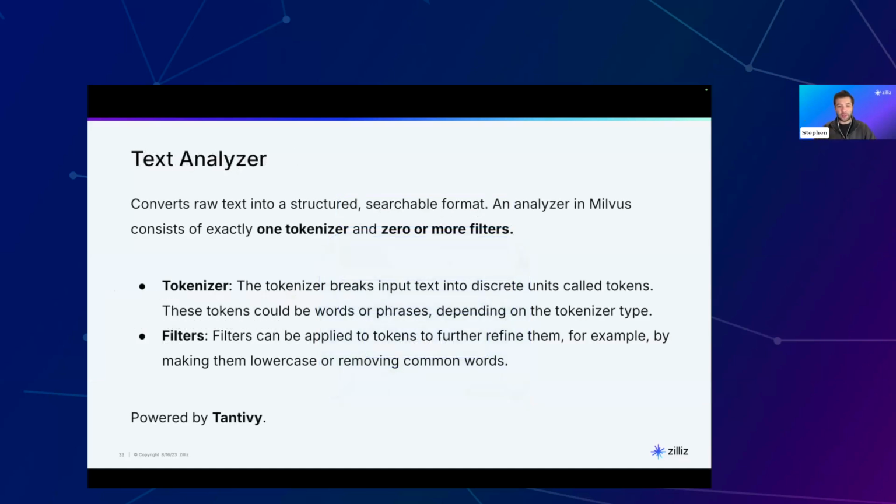And for the text analyzer, what's happening is that you just convert raw text into a structured and searchable format. And in Milvus, it consists of exactly one tokenizer and 0 or more filters. As a reminder, a tokenizer is what breaks input text into discrete units called tokens. This is what you have as well when LLMs are trained. Usually you think they're trained on words, but they're actually trained on tokens. And tokens can be words or phrases. It just depends on the type of the tokenizer and the language that you're using.